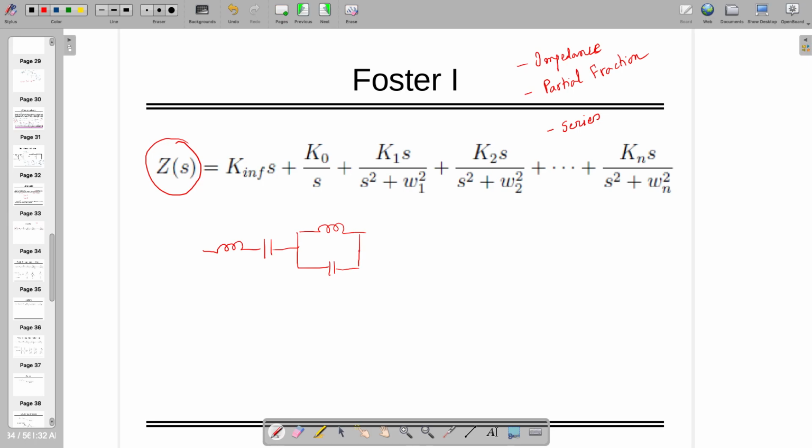Okay, stop there, and can you write down the values here? So the first one will be K in Henry. The second one 1 by K0 Farad. 1 by K0, right? That's very important. This is the mistake we are making. Right? Now what about these two?